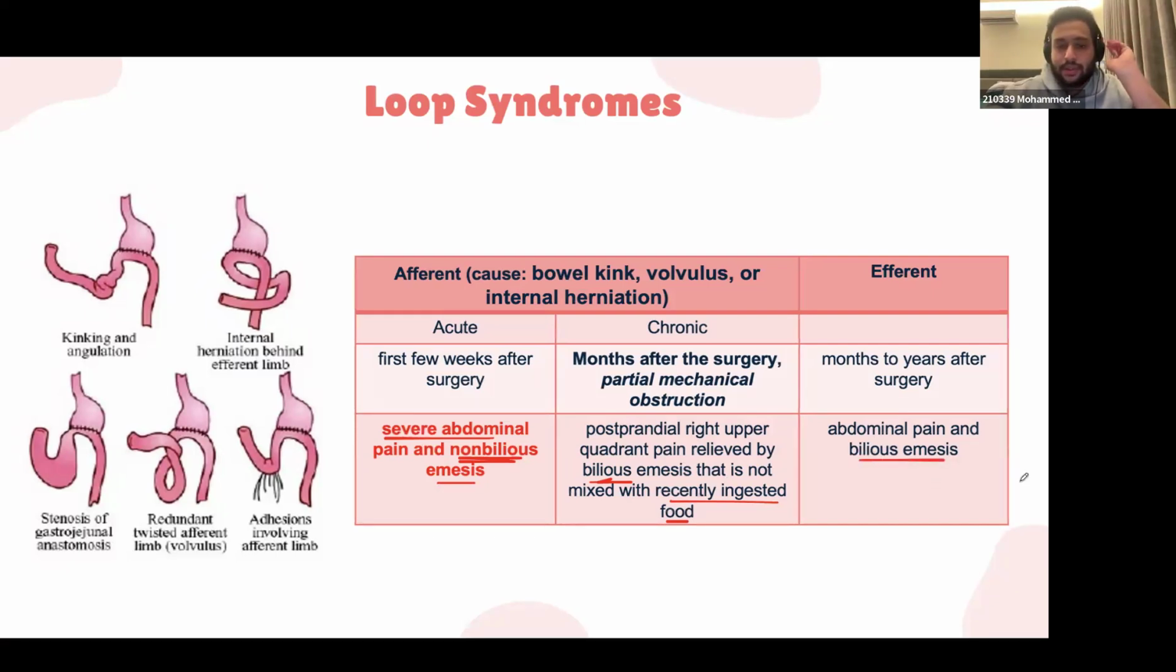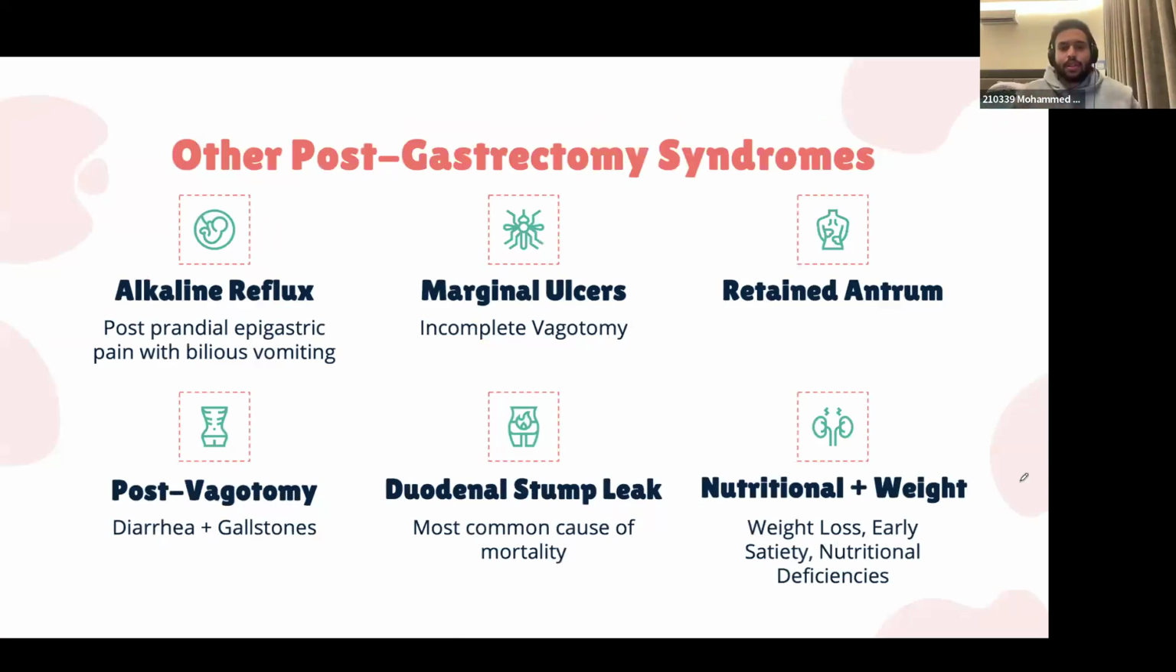You have other post-gastrectomy syndromes, we won't go over them too much. However, alkaline reflux, as I said: the afferent limb will have bile secretion. The bile is not supposed to touch the stomach. However, in Billroth 2, it will. So it will cause alkaline reflux, and it presents as postprandial epigastric pain with bilious vomiting, because it's coming from the afferent limb, the bile.